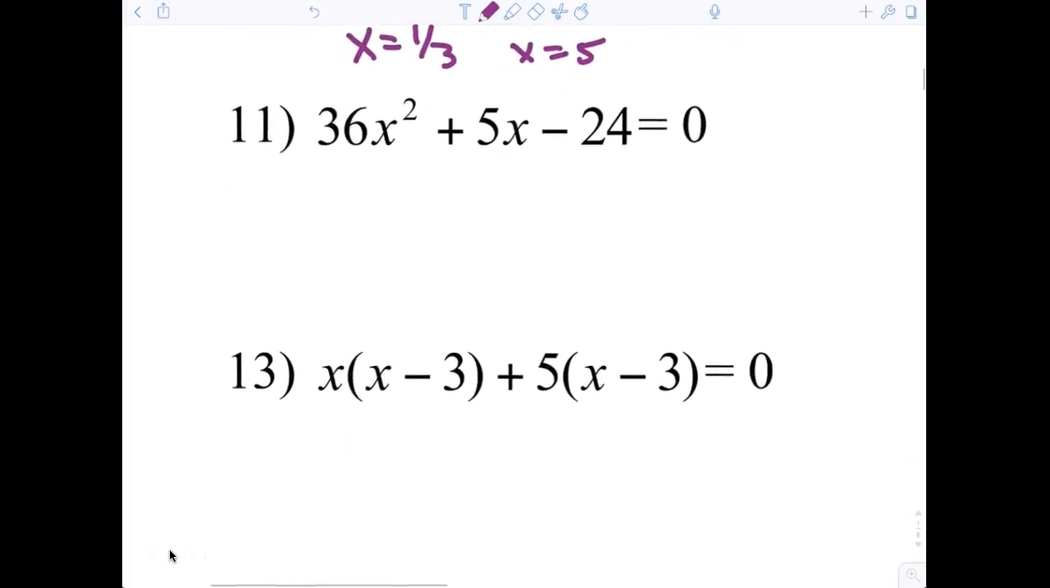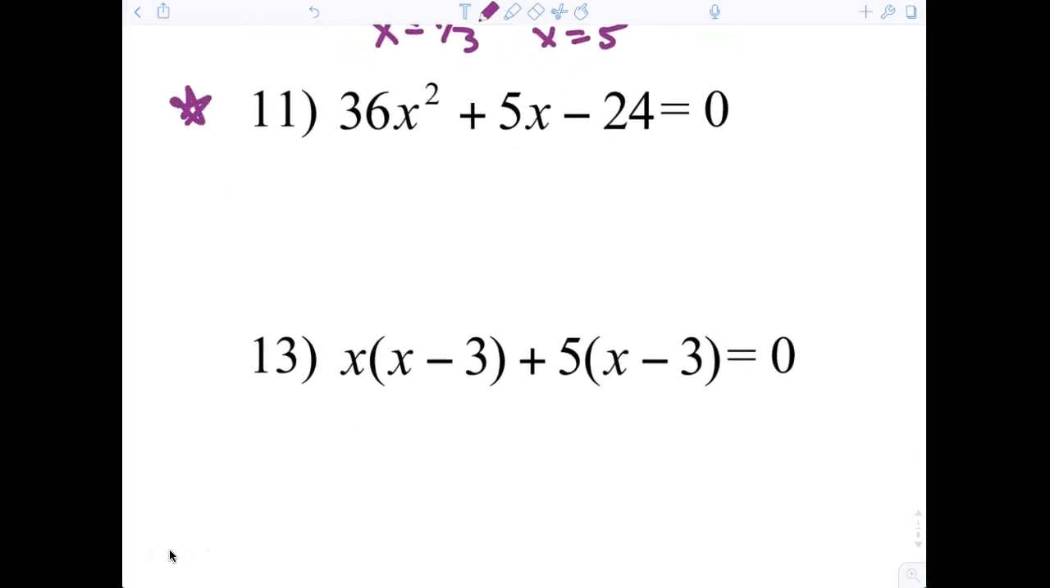Now, number 11. Everybody put a star by number 11. If you can do number 11, you are an expert at factoring. All right, so I'm going to give you about a minute and a half. And if you get done with number 11, try 13. All right, number 11 is hard.